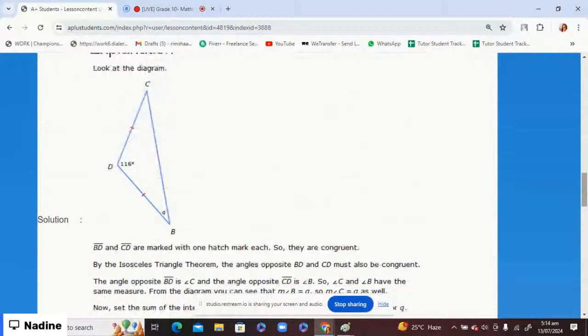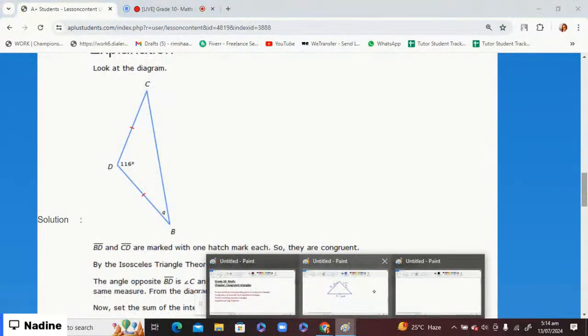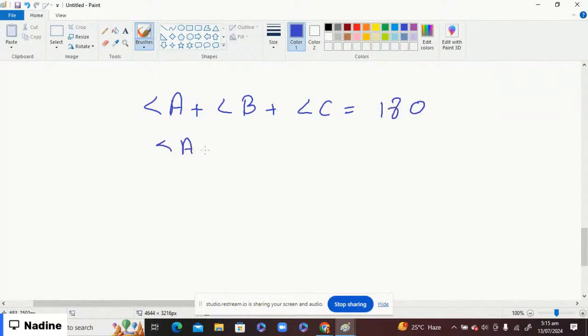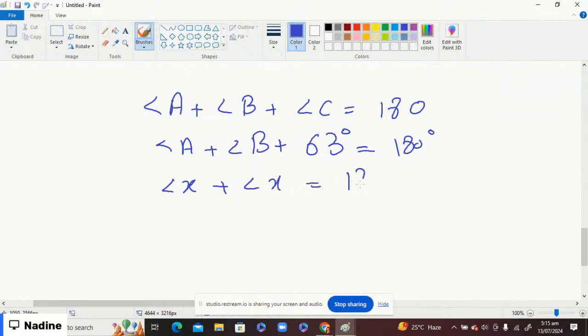If angle A, angle B, and angle C are all the angles of a triangle, they add up to 180. Suppose angle A plus angle B is not given, and angle C is given as 63 degrees. So angles A and B are x and x, and we do 180 minus 63.